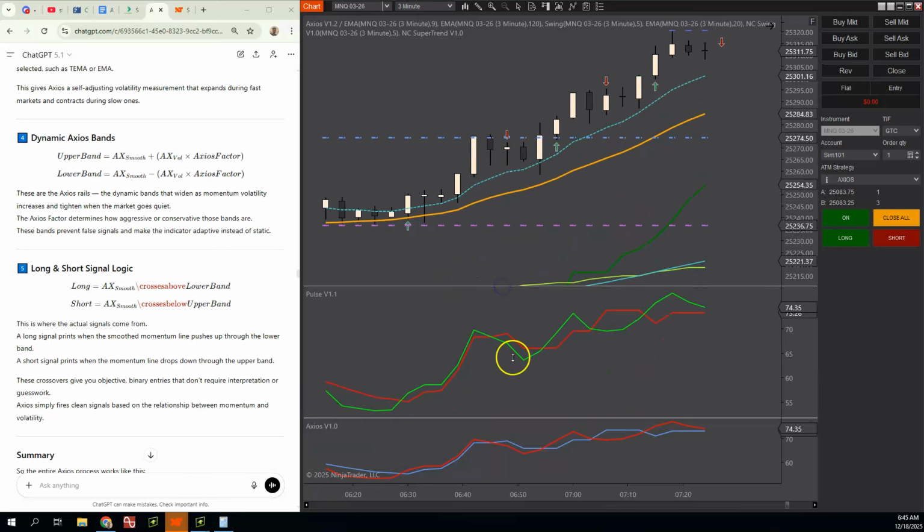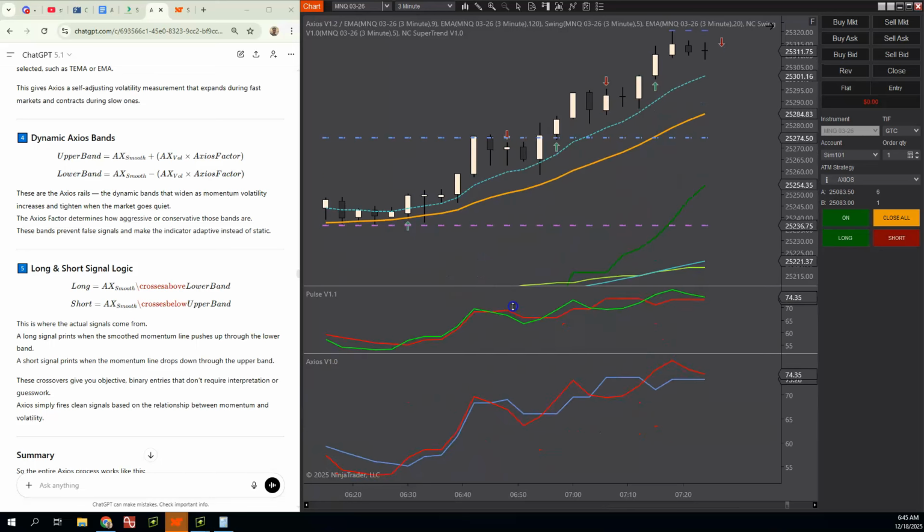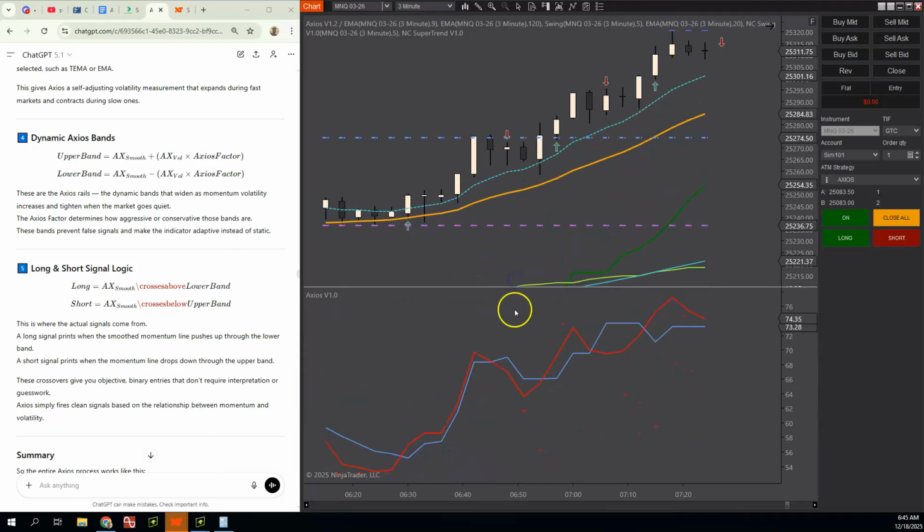Oh, yeah, I have this other indicator on there, so I'll show you that in a second. But you can see here, we cross down right here. So then we get our red arrow. We cross up right here. So then we get our green arrow. And then we cross down. We get our red arrow here, and so on.